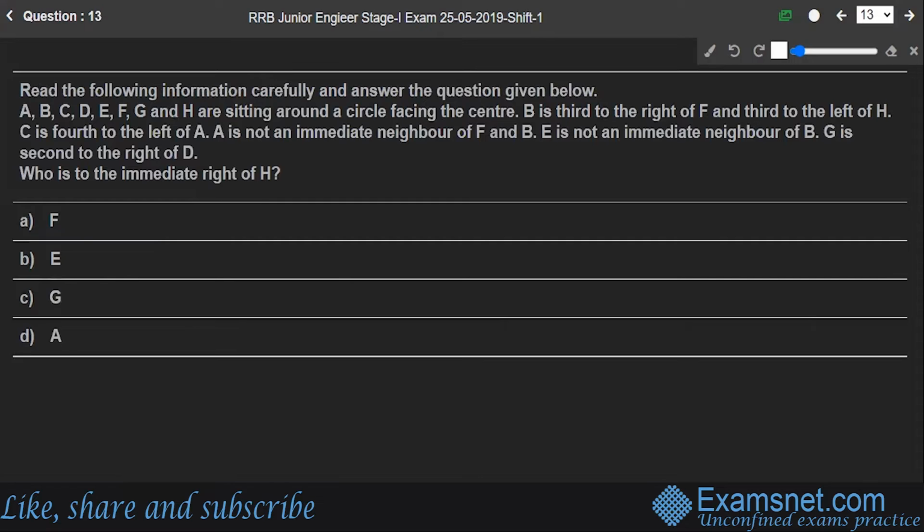Read the following information carefully and answer the questions given below. A, B, C, D, E, F, G, H are sitting around a circle facing the center. B is third to the right of F and third to the left of H. C is fourth to the left of A. A is not an immediate neighbor of F and B. E is not an immediate neighbor of B. G is second to the right of D, who is immediate right of H. Let's combine everything that is given to us.